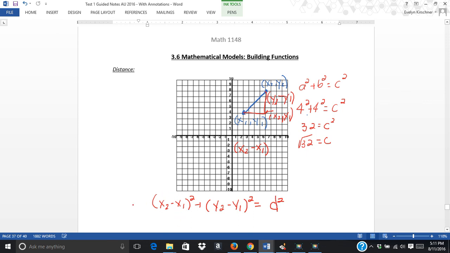If I want to find d, what do I do? I just take the square root. And there's my formula right there. The difference in the x's squared plus the difference in the y's squared is the distance.